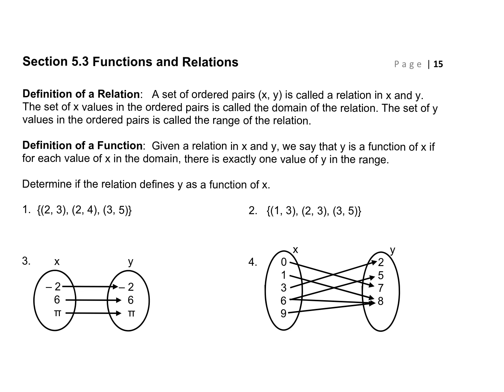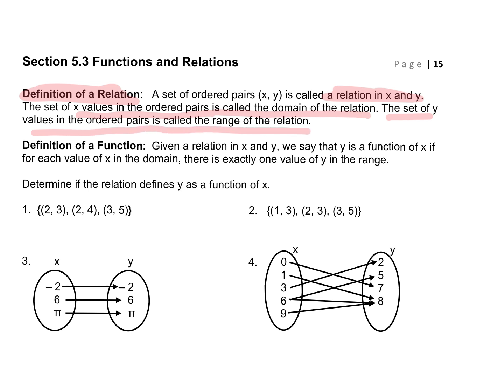So we're going to start with the definition of a relation. That is a set of ordered pairs (x, y) called a relation in x and y. The set of x values in the ordered pairs is called the domain of the relation. The set of the y values in the ordered pairs is called the range of the relation.